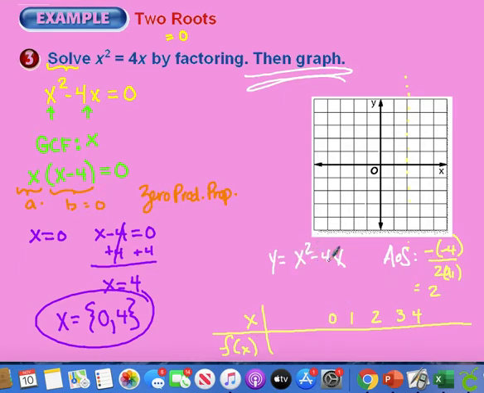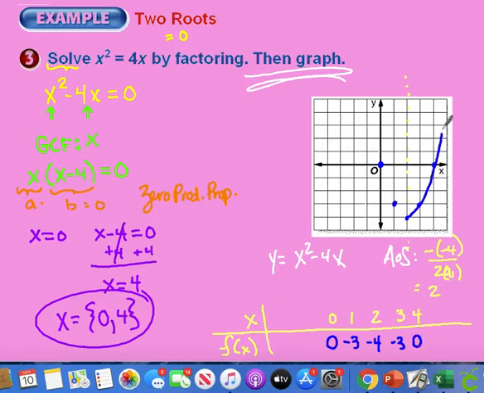So when I plug in my values, I'm going to plug 0 into my function. 0 squared minus 4 times 0 is 0. When I plug in 1, 1 minus 4 times 1 is negative 3. When I plug in 2, I get 4 minus 8, which is negative 4. When I plug in 3, I get 9 minus 12, which is negative 3. When I plug in 4, I get 16 minus 4 times 4, which is 0.